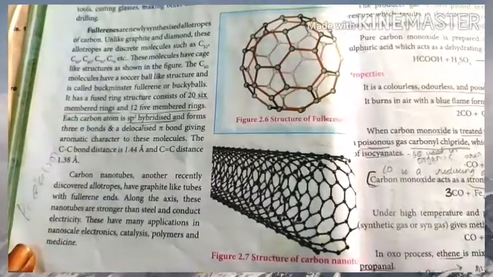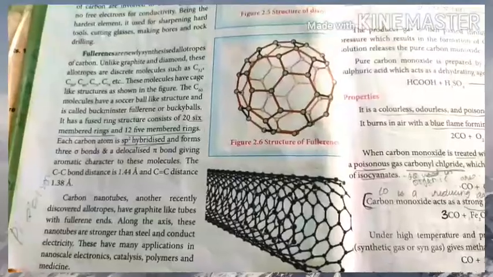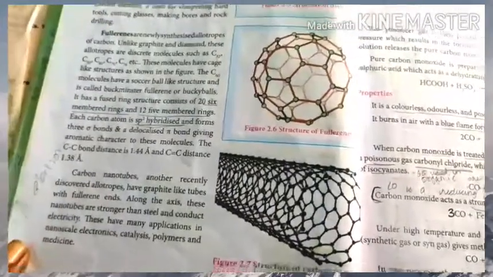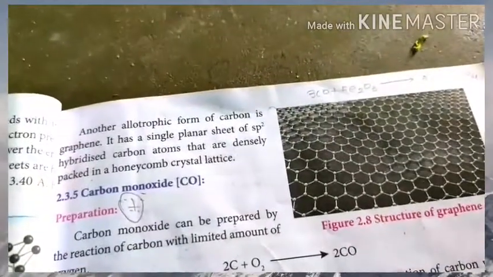Carbon nanotubes are another discovered allotrope, with graphite-like tubes with fullerene ends. Along their axis, these nanotubes are stronger than steel and conduct electricity. They have a wide variety of applications. Another allotropic form is graphene. This is graphene. Here also the carbon is sp2 hybridized and densely packed in a honeycomb crystal structure.